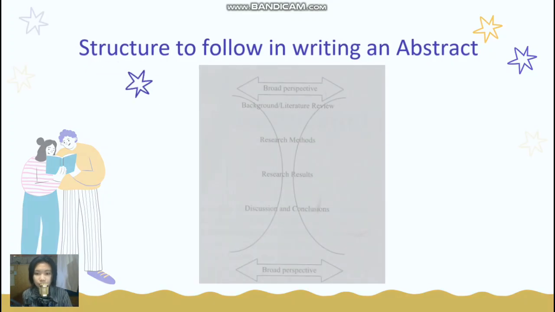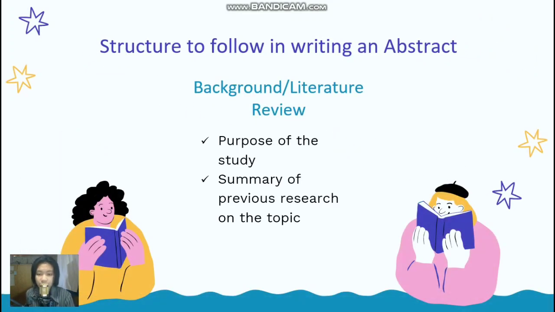So first, we're going to talk about background or literature review. The purpose of the study is here, and it also contains the summary of previous research on the topic. So it also has the problem of the research and answers the questions: Why do you do this study, and why is this study important to you and to your target audience?